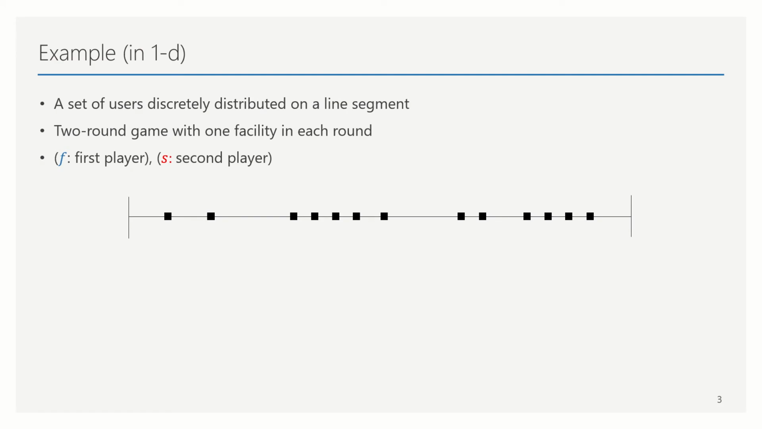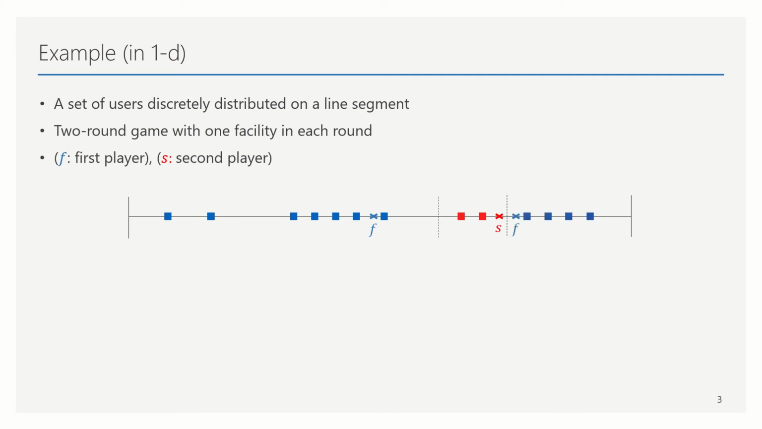We have an example here, a discrete Voronoi game on a line segment. You can see a set of users distributed on a line segment. It's a game in 2 rounds, and each player will place one facility in each round. For example, P1 puts his first facility there, then P2 places his first facility on the line segment, and here the first round is finished. The dashed line shows the perpendicular bisector of the segment from F to S.